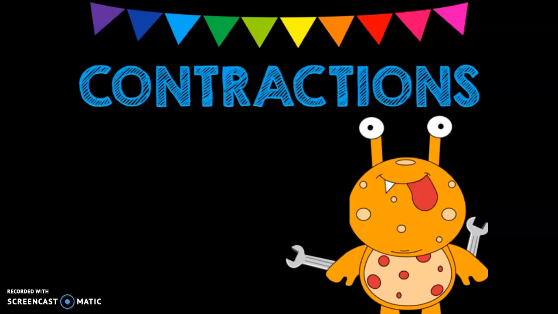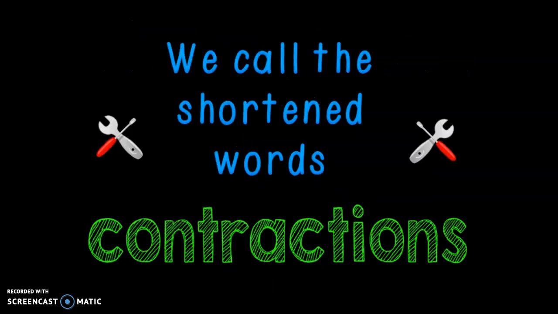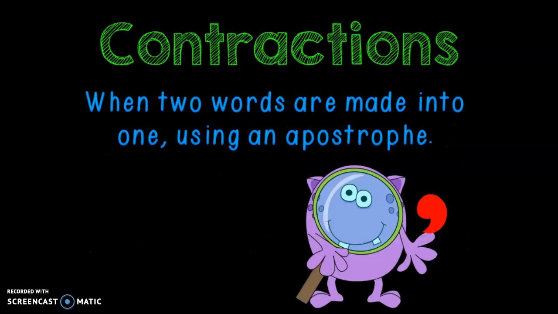Now let's take a look at just what a contraction is. A contraction is when we can take two words and turn them into just one word, like I and am. We can turn I and am into I'm. We call the shortened words contractions.